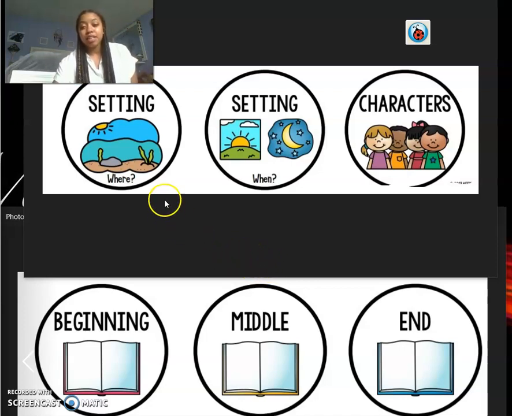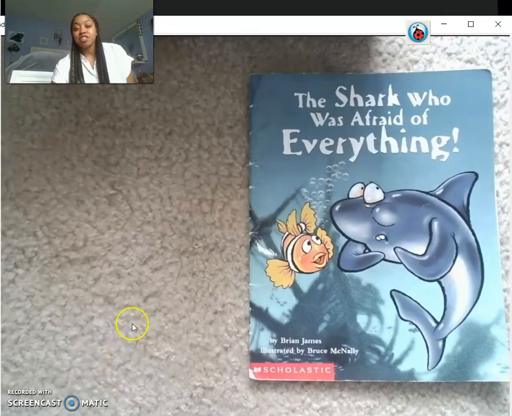So while I read, think about the setting of the book, so where the story happened, when the story happened. Think about the characters in the book, who the story was mostly about, and then think about the major events of the story. So what happened at the beginning, what happened at the middle, and what happened at the end. All right, so now I'm going to read to you The Shark Who Was Afraid of Everything.